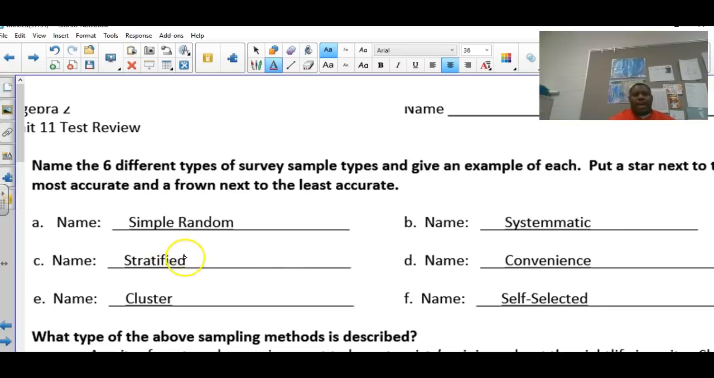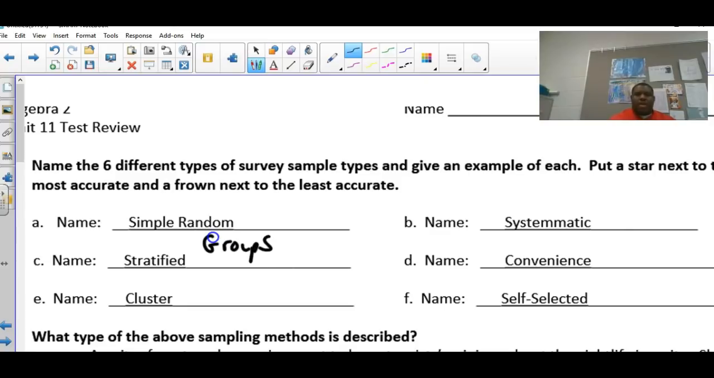Stratified. The thing I want you to remember is you have to put them in groups, and then after you pick the groups, you pick the same number randomly from each group. If I put y'all in 9th, 10th, 11th, and 12th, those are your groups. Then I pick 5 from this one, 5 from this one, 5 from this one, 5 from this one. That's stratified. It's not just putting them in groups, you're picking randomly from every group.